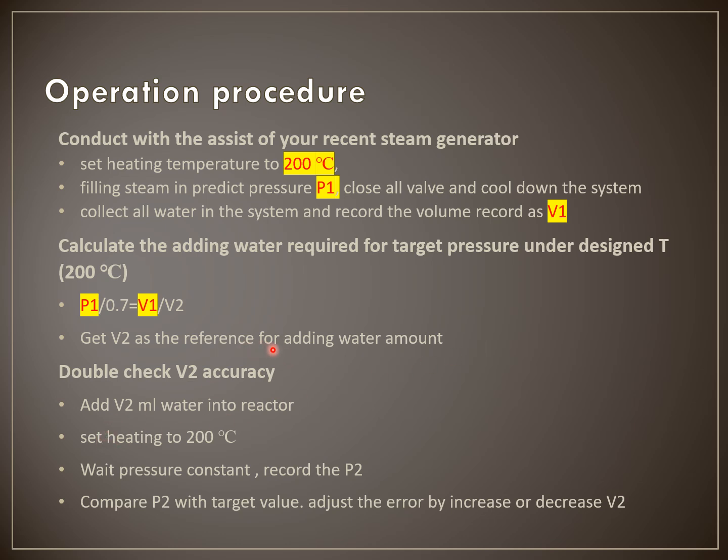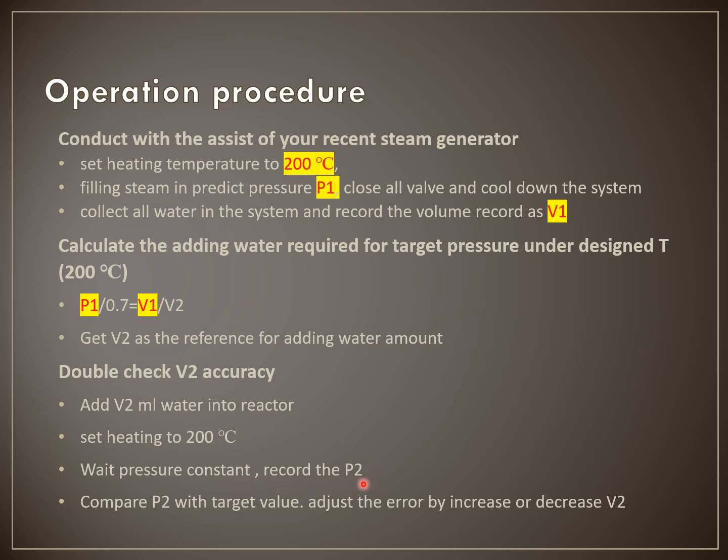This V2 is supposed to have some error based on factors like water temperature fraction, reactor fraction, or maybe the reactor is more or less likely to have a little bit of leaking. And so we will double check the V2 accuracy as we calculated. We will add the V2 into the reactor, heat to the same temperature, wait for the pressure to be constant, and record the P2.